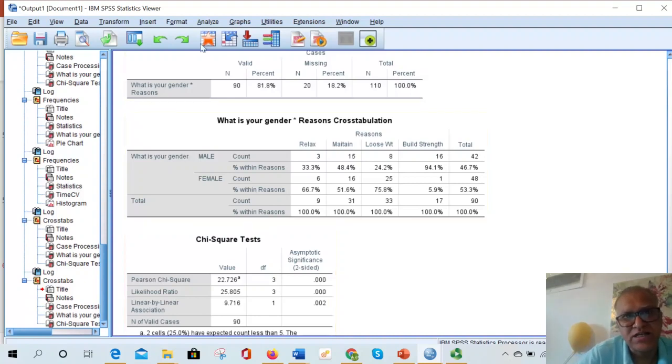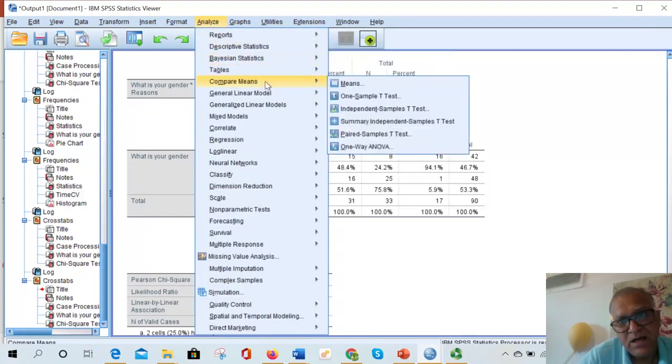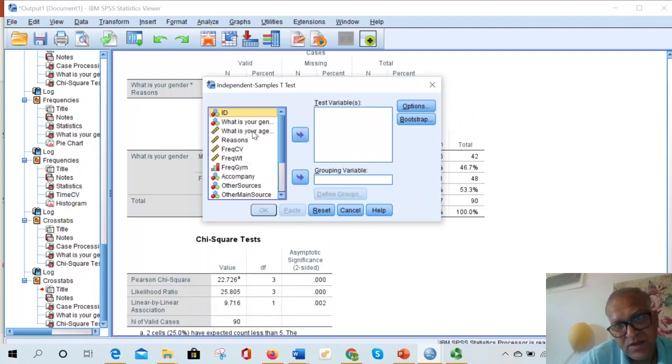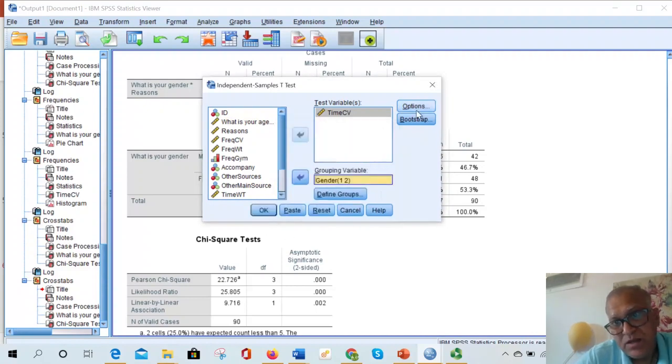This is the first test, the test of association, where both variables were nominal. The second test is comparing male and female, so I said independent sample t-test. We are comparing, say, time spent on cardiovascular activities between male and female. So gender goes under group. You tell the software the groups were 1 and 2. Remember the code? We had used 1 and 2 for male and female. Click continue. Options, I don't think we have any options here.